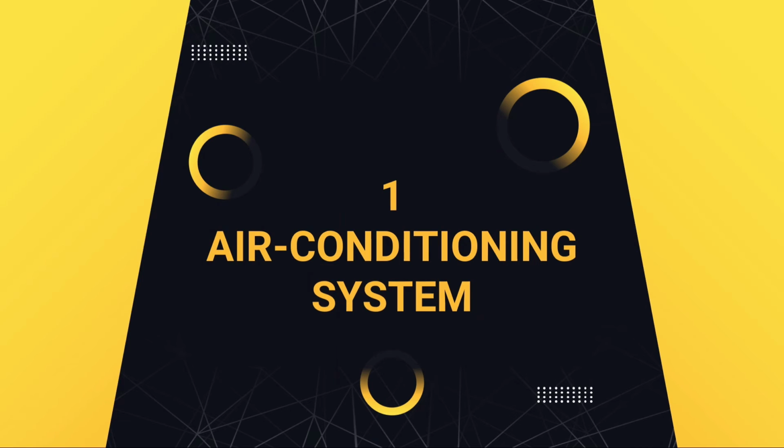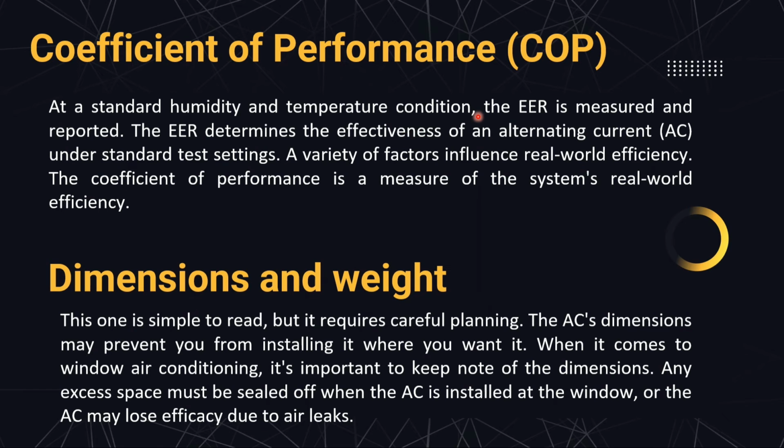First is the air conditioner system. First is confirmation of the performance, COP. Under standard humidity and temperature conditions, the EER is measured and reported. The EER determines the effectiveness of an alternating current AC under standard test settings. A variety of factors influence real-world efficiency. The coefficient of performance is the measure of the system's real-world efficiency.